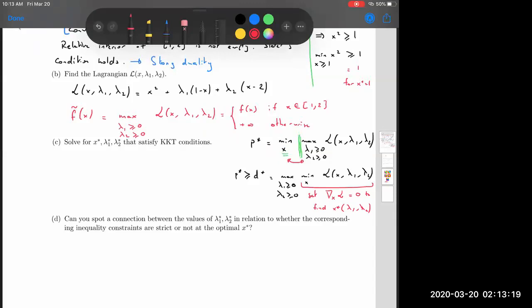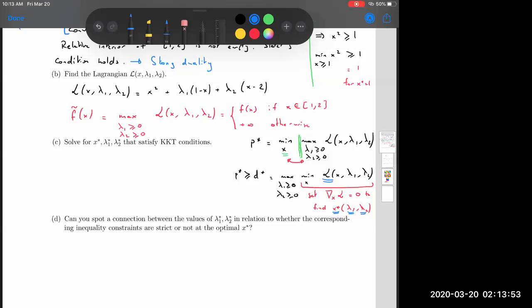So if you fix lambda 1 and lambda 2, and then you show that the Lagrangian is convex and differentiable with respect to x, then you can solve this problem with a fixed lambda 1 and lambda 2 by just setting the gradient of the Lagrangian with respect to x equal to 0. And you will find an optimal point that depends on the lambda 1 and lambda 2 you have fixed. So you can plug in this x star in the Lagrangian and then solve the dual problem.